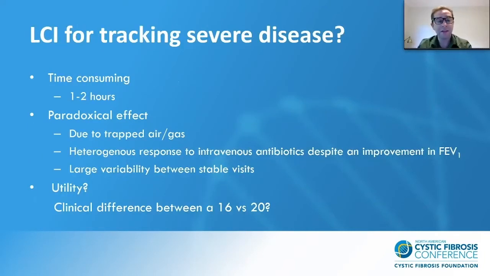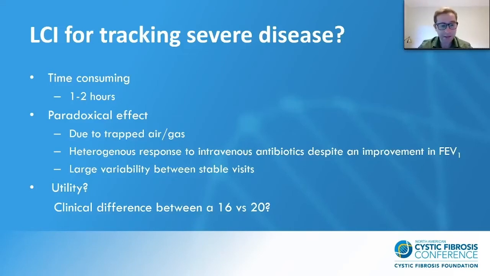LCI for tracking severe disease, unfortunately, is rather time consuming, 1 to 2 hours. And due to the nature of the test, as we know that it only assesses the communicating lung, we often see a paradoxical effect in severe disease, where at the baseline measurement, trapped gas is not measured, but due to the positive intervention, those areas of trapped gas have now been opened. So then in the post tests, they get measured. And unfortunately, you see an increase in LCI, so a worsening of LCI, despite an improvement in other outcomes such as FEV1.